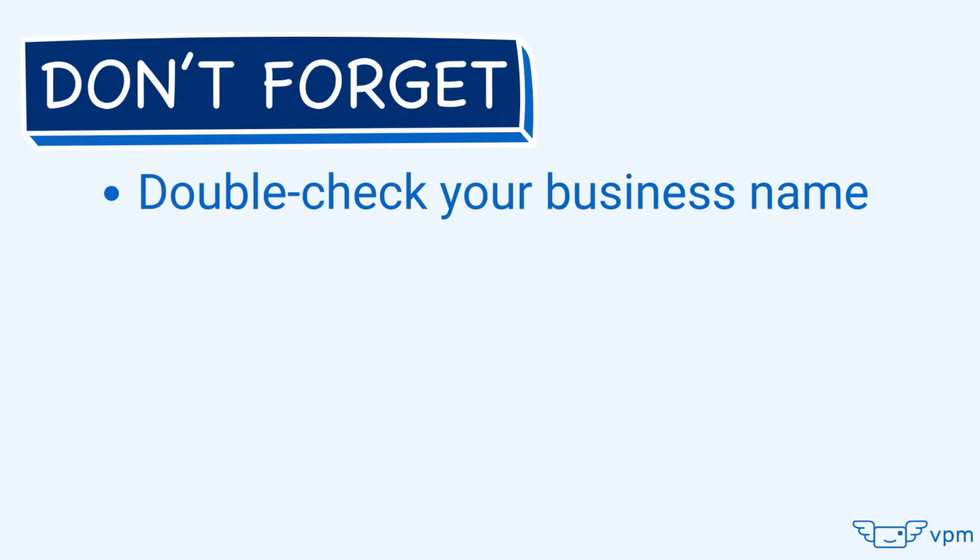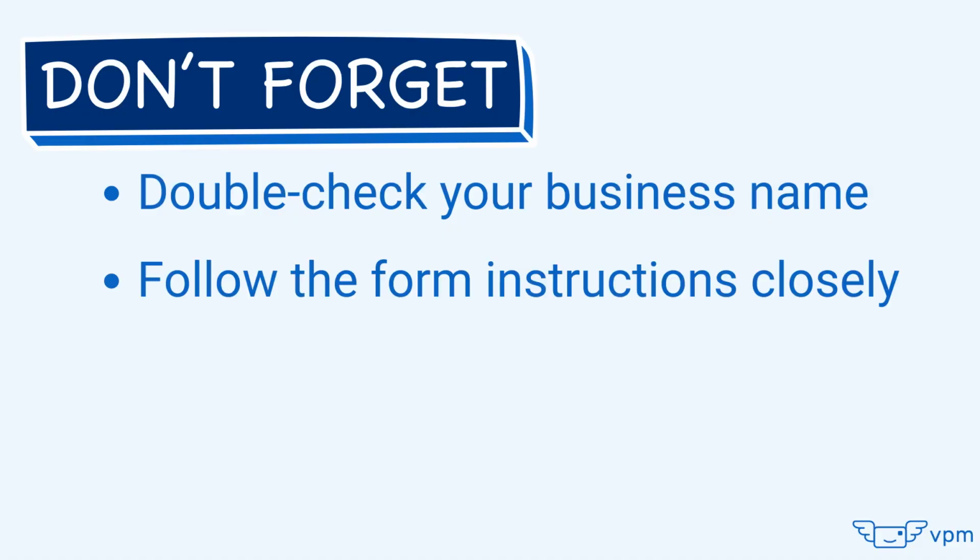And that's everything you need to know to file your Articles of Organization and start your LLC in California. Double check your business name, follow the form instructions closely and submit on time, and you'll be on your way to launching a successful business.